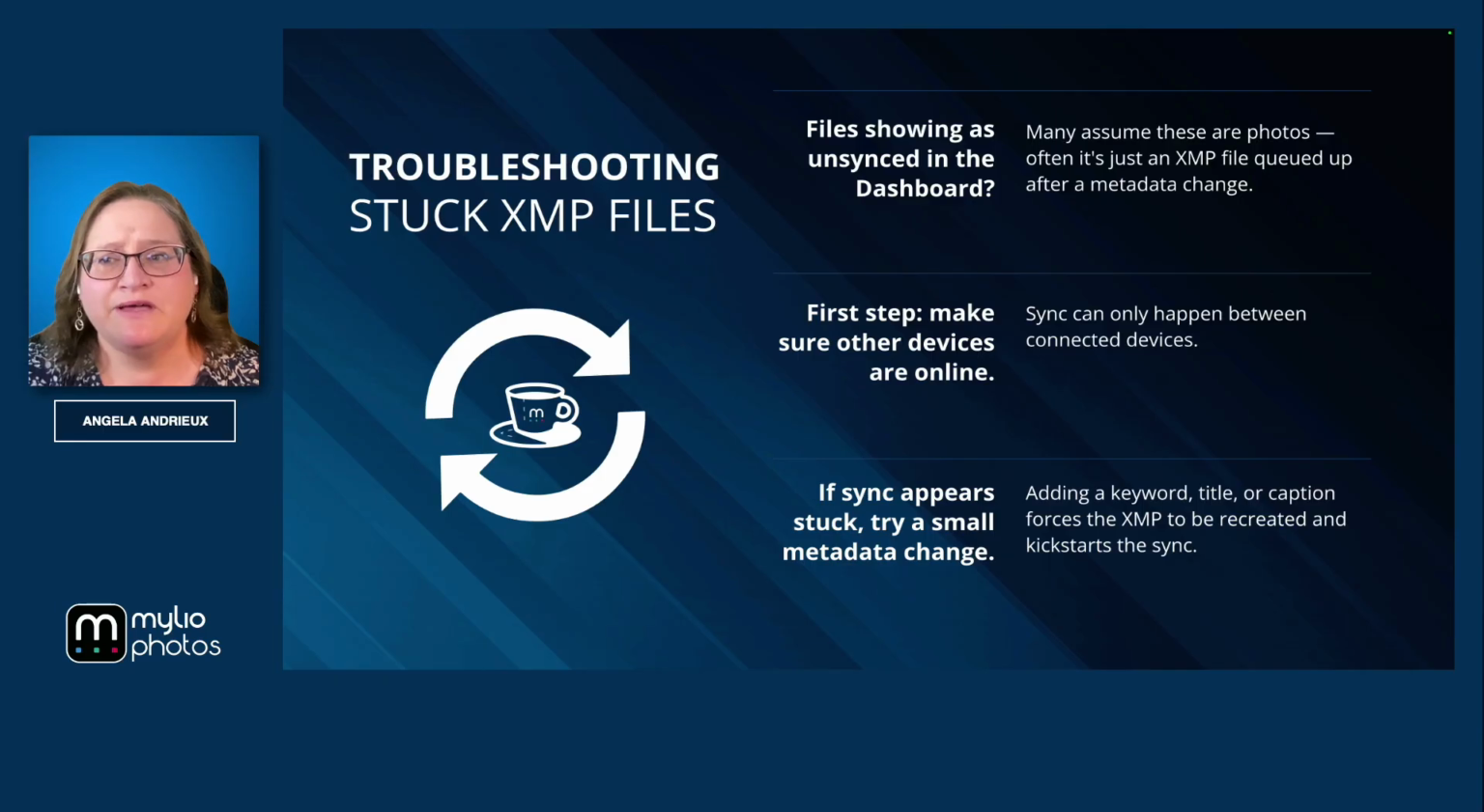So a lot of times what you can do is just make a small change. Select those images and do something like add a keyword or add a title or a caption. Just some little small change forces Mylio to redraw that XMP file and often kickstarts things to sync. Also make sure your other devices are online. It might be that you had changed something on another device. Mylio became aware of that change, but the file hadn't had time to fully sync. So make sure you bring all of your devices online. And then if something appears stuck, go ahead and try that small metadata change.